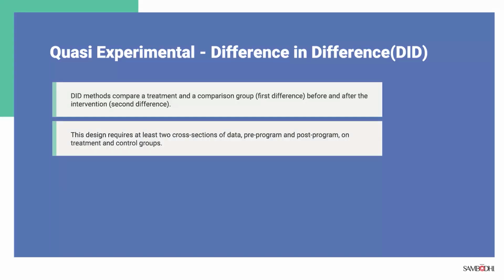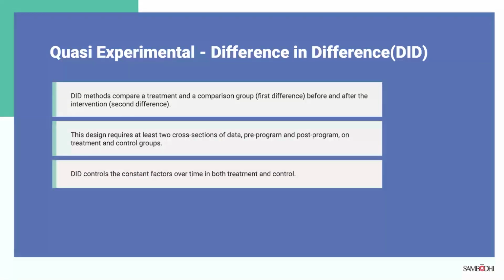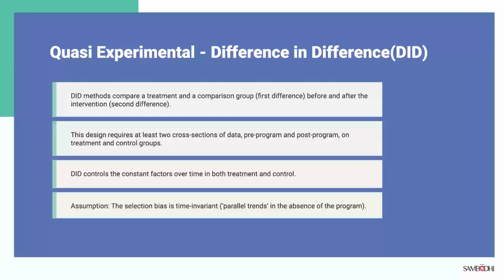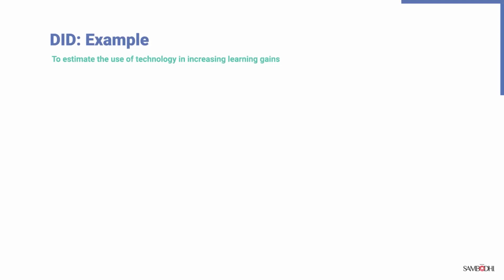To conduct the study, it requires at least 2 cross-sections of data, pre-program, on treatment and control groups. Finally, difference in difference cleans all time-varying factors such as selection bias from the first difference by subtracting the second difference from it. To have a clearer understanding of the concept, let's take an example of estimating the use of technology in increasing learning gains.